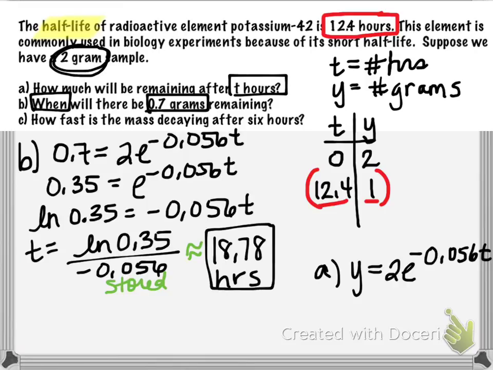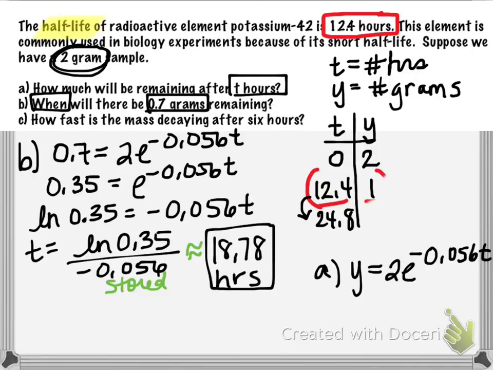And I always recommend that you check to see if this would be a feasible answer. So going back to your table, if the half-life is 12.4, then we could have another 12.4 hours elapse. So that would take us to 24.8 hours. And that means I would have half of what I had previously, and that would be then 0.5 grams.